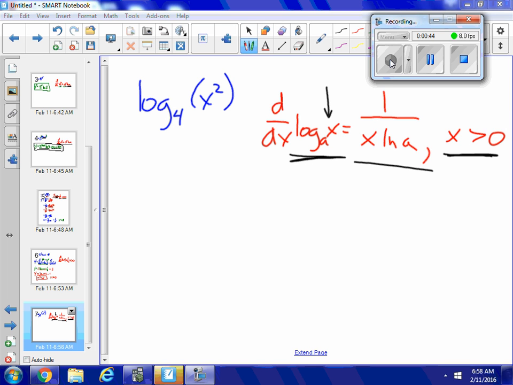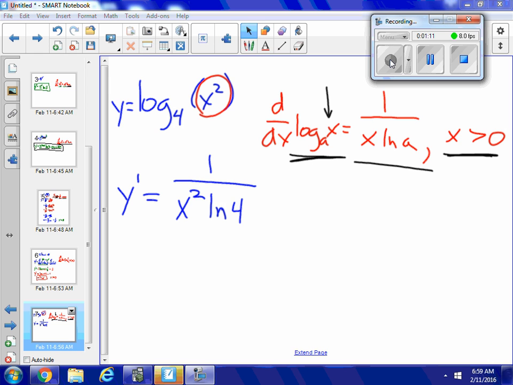So working on this problem, y prime would equal 1 divided by x squared natural logarithm of 4, my base. But I'm not just doing x, I have an inside function here which is x squared. So I have to employ the chain rule. So this is going to be multiplied by the derivative of the inside function here, which is 2x.